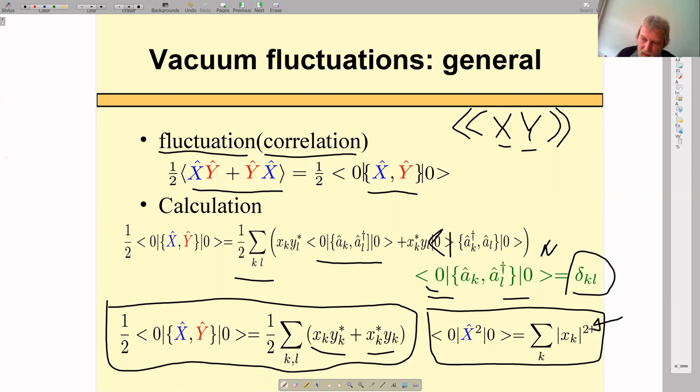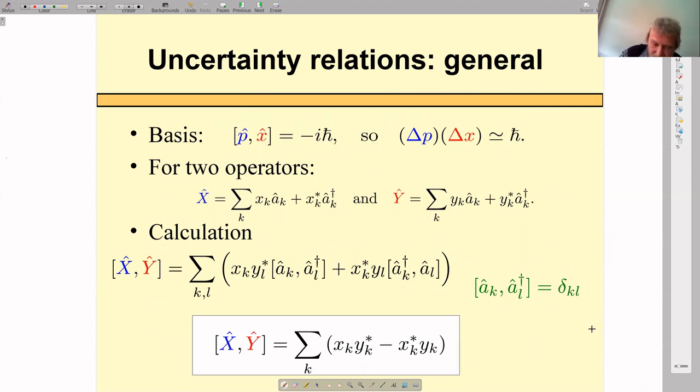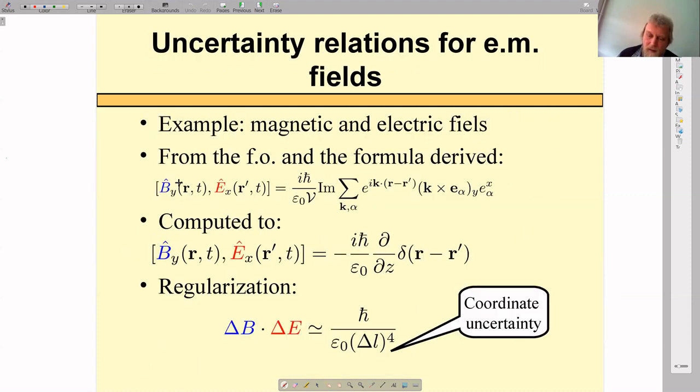Good. I didn't want to run a specific calculation for any specific field, for electromagnetic field or for mechanical oscillations of a string. I would like to derive it in general. Then we can apply it to any situation we want, as far as we know the specific forms of field operators x and y.